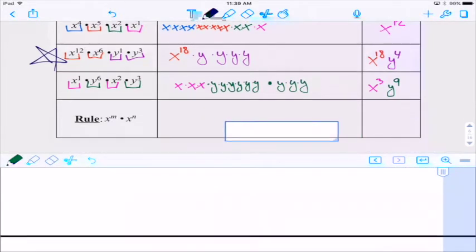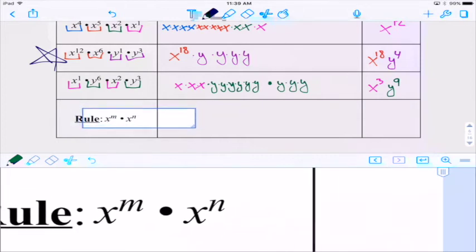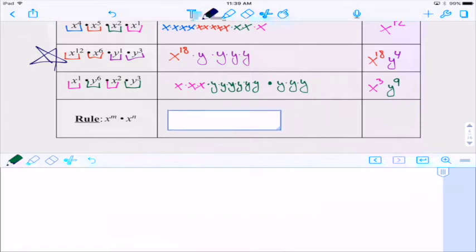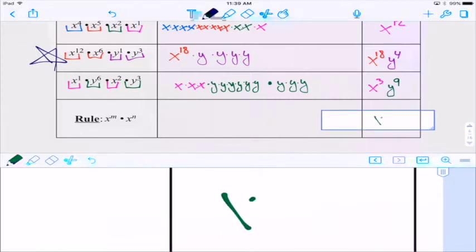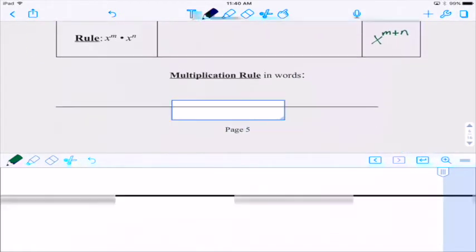You figure out the rule? The rule is if we have the same base, x or y, we're going to add the exponents together. So our rule, there's no working out in this box. We have x to the m plus n. Hopefully you figured that out on your own. So what does that mean in words?